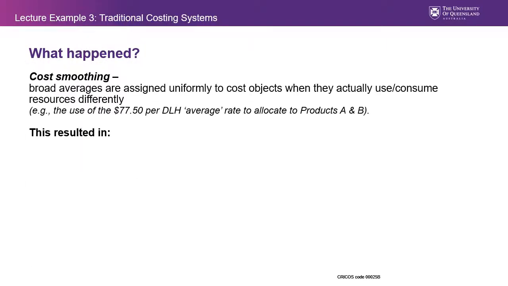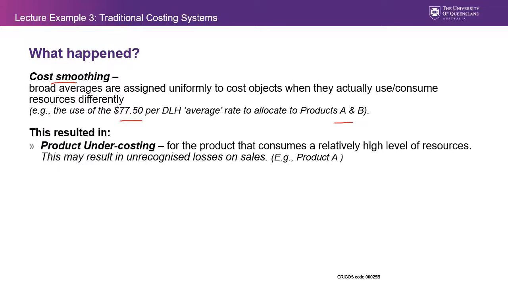Okay, so what happened? Using the plant-wide rate, we got cost smoothing. So broad averages are assigned uniformly to cost objects when they actually use or consume resources differently. So it was less accurate. We just used $77.50, which was the average rate, to allocate all of the department costs across A and B. That resulted in product undercosting.